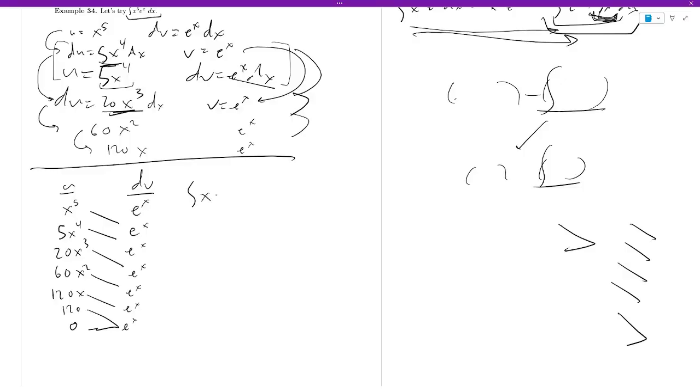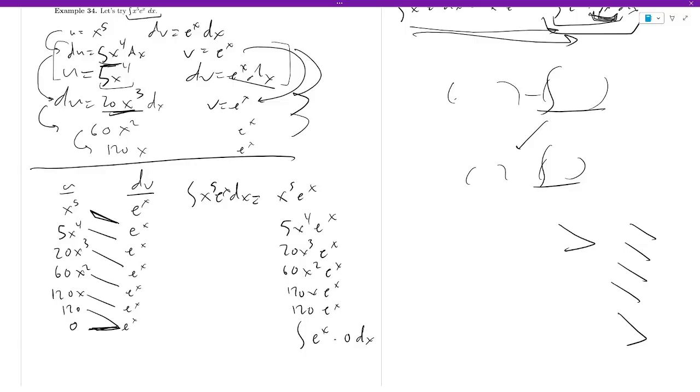So the antiderivative of what we started with is these products all added up. So the product of the first zig, I guess, x to the 5 times e to the x. And then the product of the next one is 5x to the 4 times e to the x. And then 20x cubed times e to the x, 60x squared times e to the x, 120x times e to the x, 120 times e to the x. And then the very final step is the integral, the antiderivative, of e to the x times 0, which you can maybe guess what that's going to be. I'm basically just going to add these all up, and that's going to be my final answer.